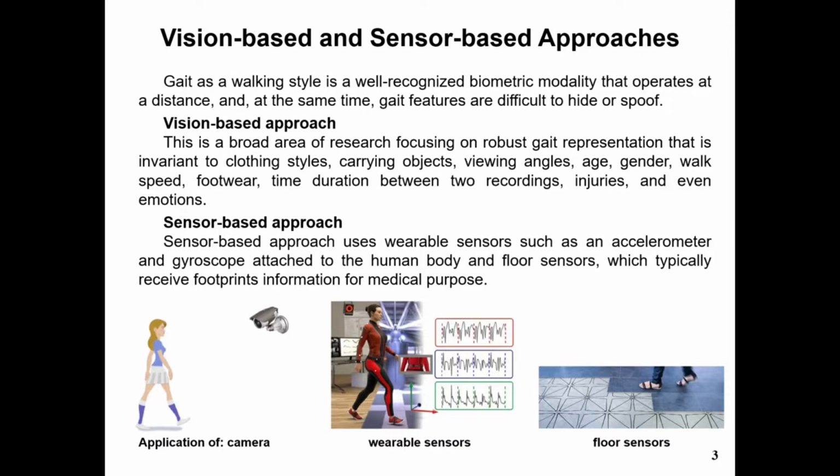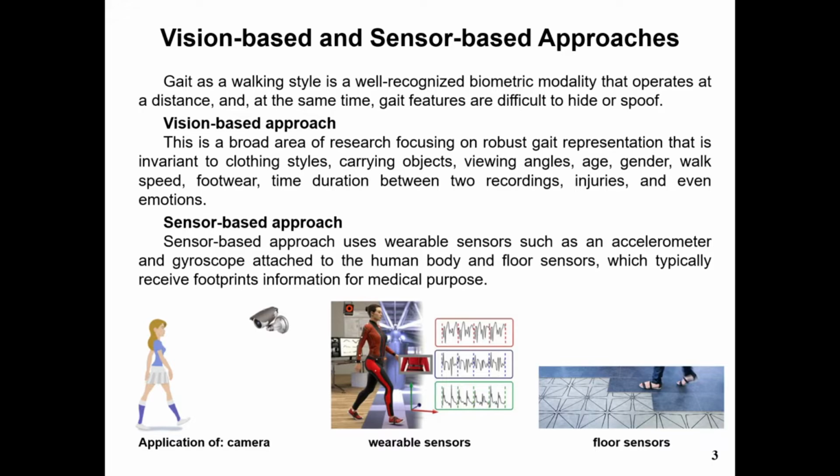Various physiological and behavioral characteristics can be used to recognize a person, including face, iris, fingerprints, palm print, veins, DNA, gait, voice, typing rhythm, and signature. Gait as a walking style is a well-recognized biometric modality that operates at a distance, and at the same time gait features are difficult to hide or spoof.